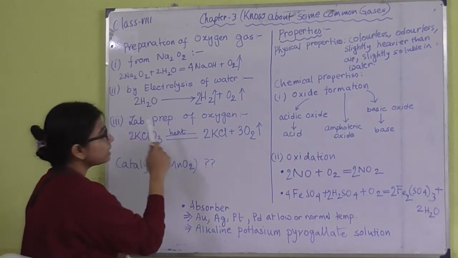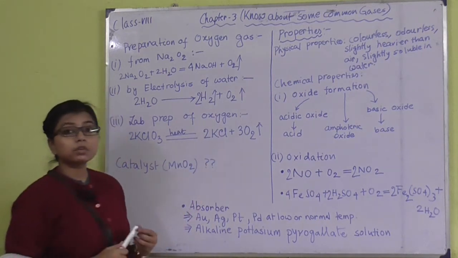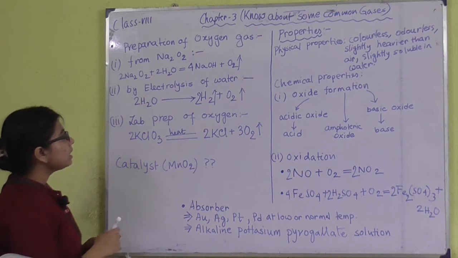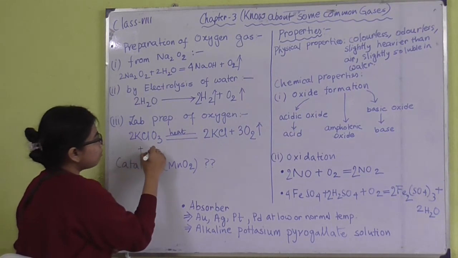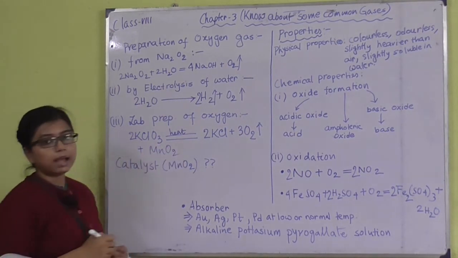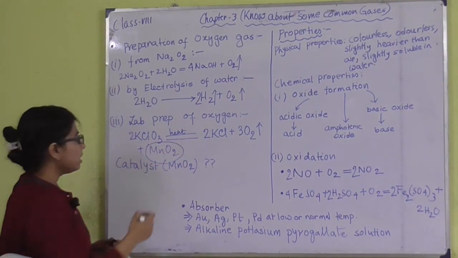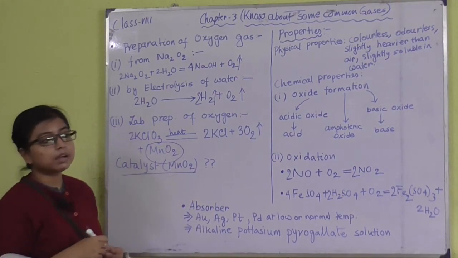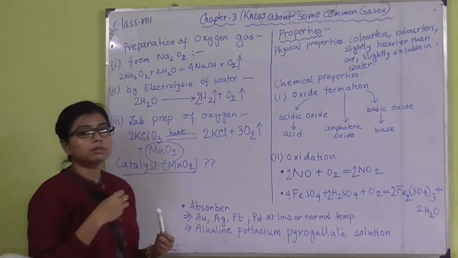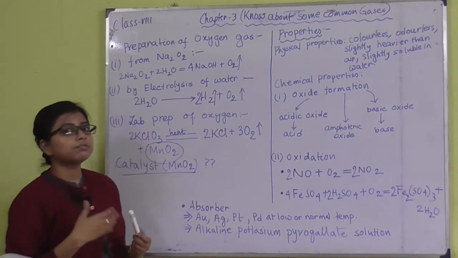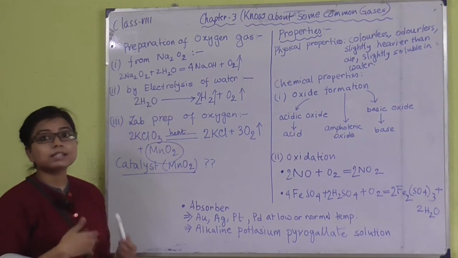Now, if we heat potassium chlorate, we can see the formation of oxygen gas along with potassium chloride. Now, here is a question: if we heat potassium chlorate with a minimum amount of manganese dioxide, then what will happen? Actually, this manganese dioxide will act as a catalyst. Now, what is catalyst? Catalyst means it is a compound or chemical which can activate the rate of the reaction. It can make the reaction, the process faster.